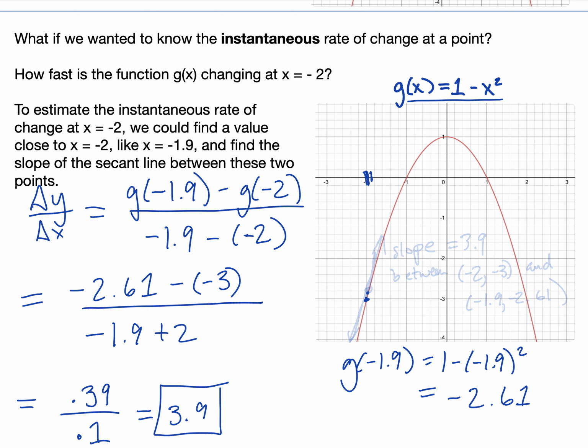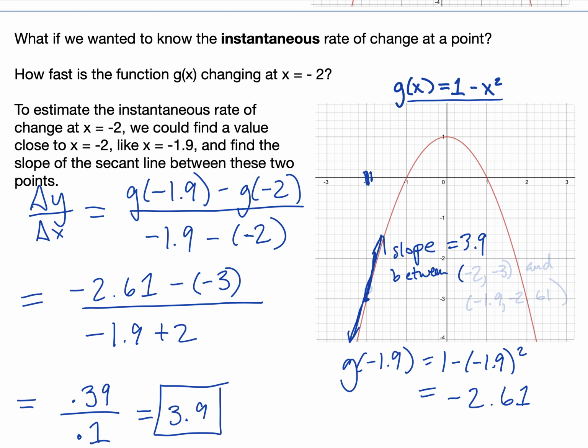So the slope of the line between those 2 points, sorry that these lines are not really great lines, but you get the idea. The slope here is about 3.9, and this was the slope between the points.